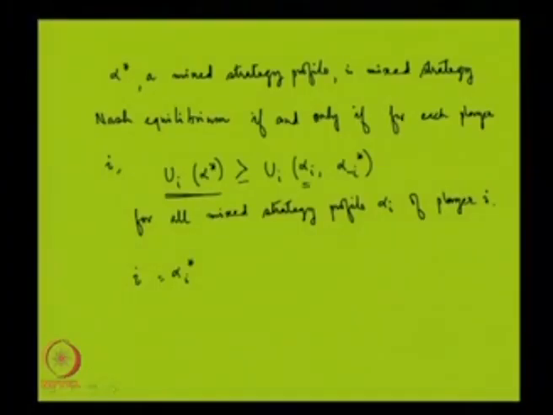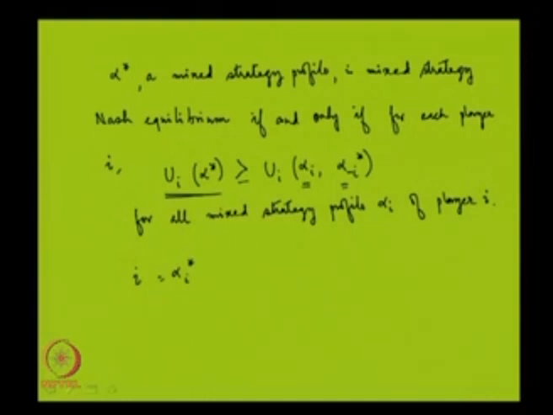That representative mixed strategy which he can play is denoted by alpha I, given that the rest of the players are sticking to their star mixed strategies, that is, the other players are playing alpha not I star. If this is satisfied, then we say that alpha star is a mixed strategy Nash equilibrium. So this is the definition.